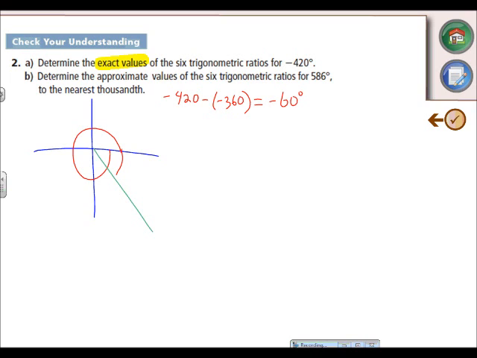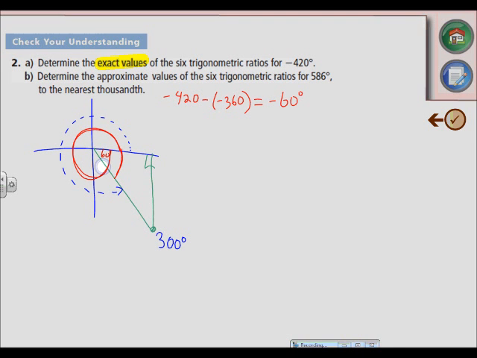Puts me here. So I went around negative 360 and an extra 60. Let's make a triangle there and say, okay, where are we at on our unit circle? We went negative 60, but that's coterminal to going around in the positive direction by 300 degrees. Or in other words, 360 minus 60.